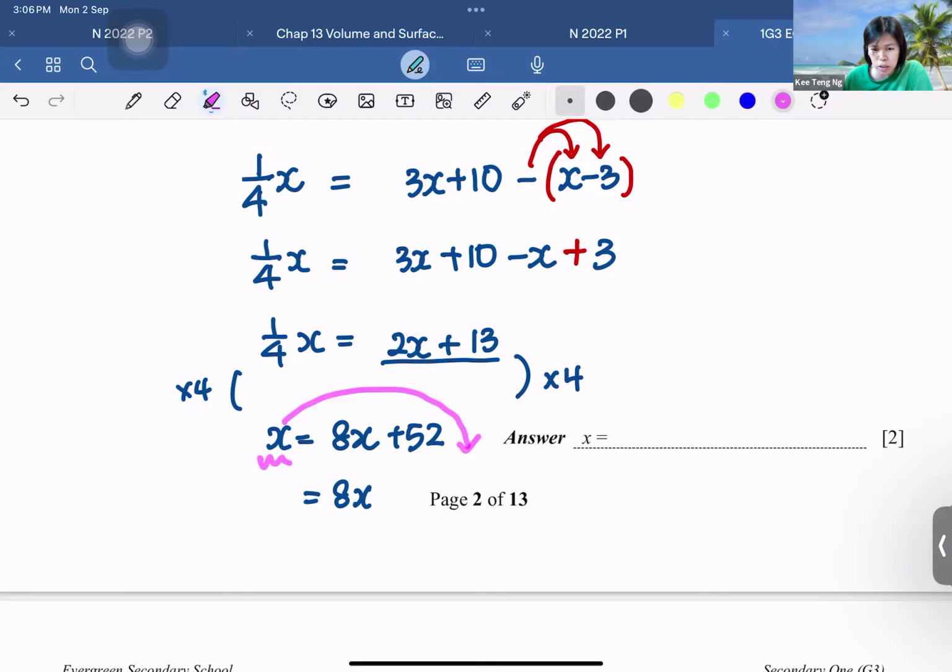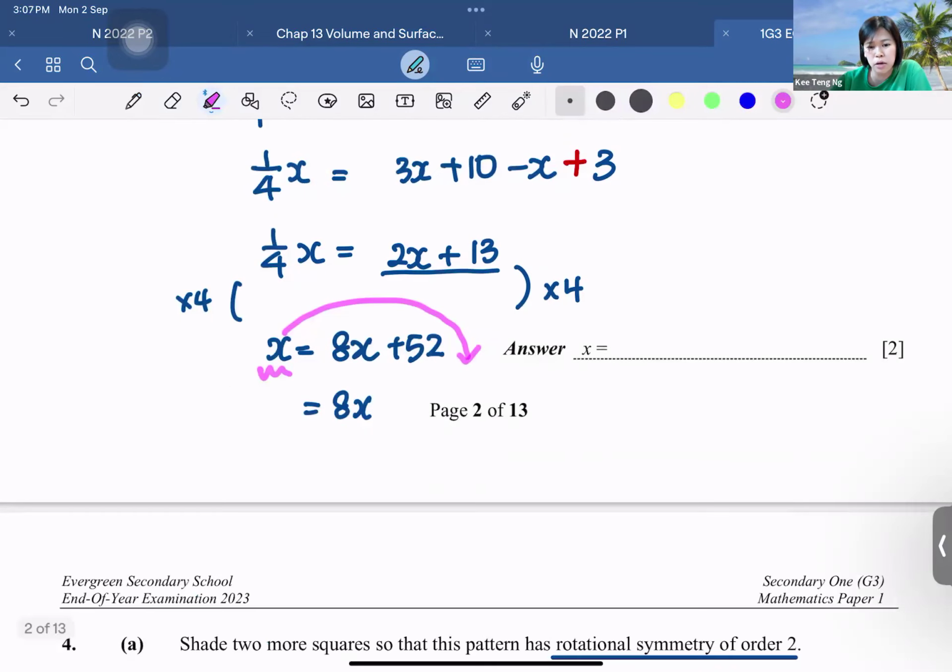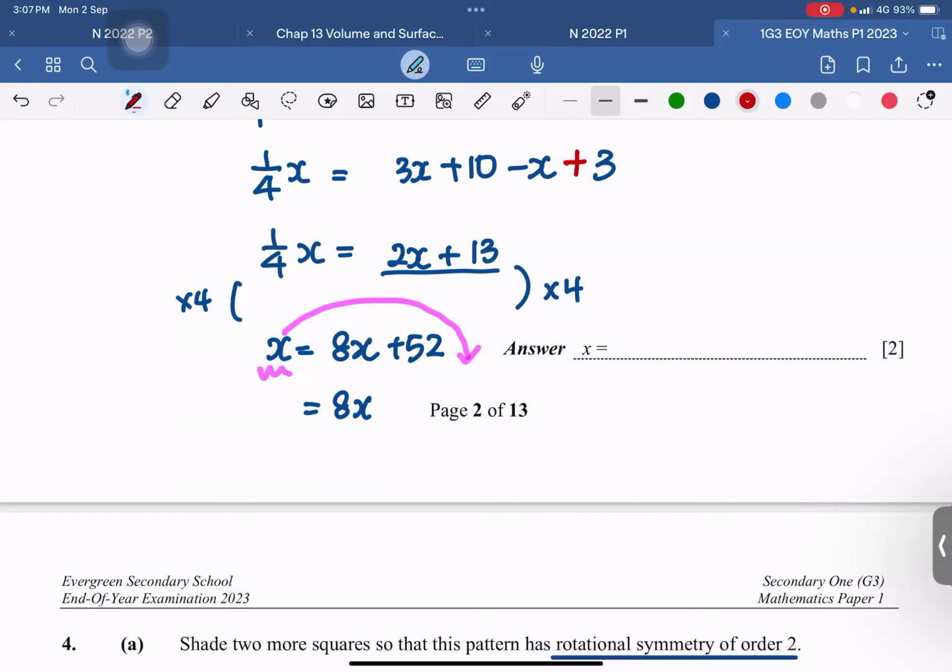It becomes, what does it become? Maybe I should ask somebody. Anyone else can tell me what happens to it? No. Okay, now ask Xingyi. Negative x. Thank you. So this is negative x.